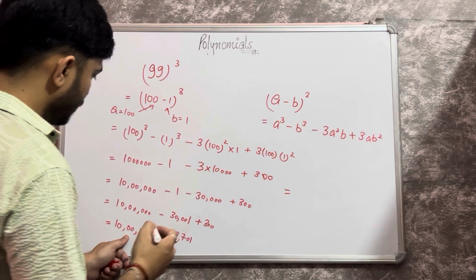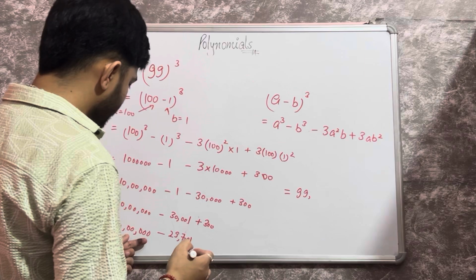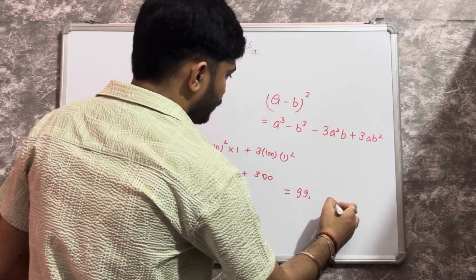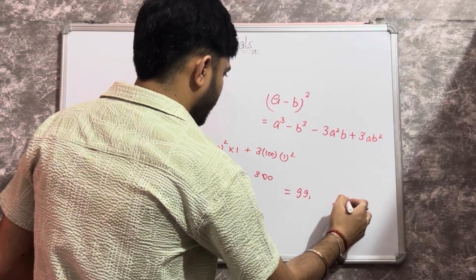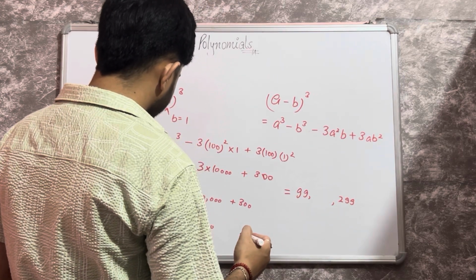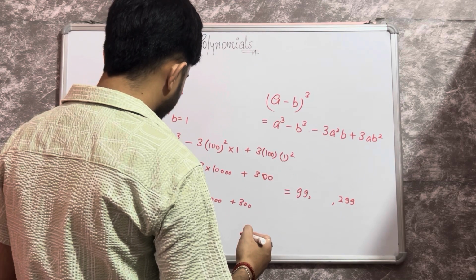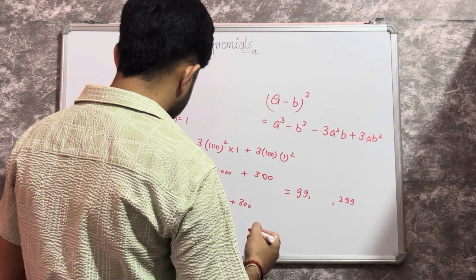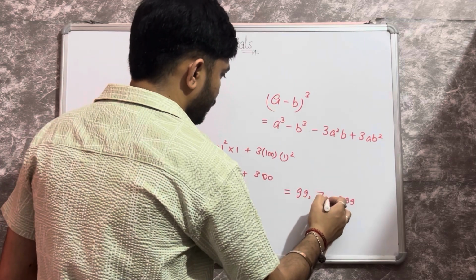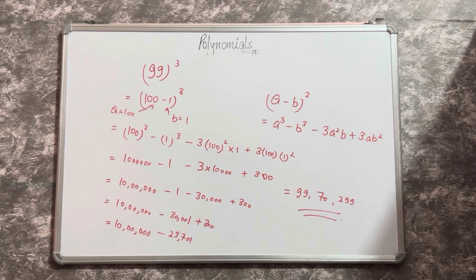What will you get? 99,701. After minus here, you will get 299, and here after subtracting 29 from 99, you will get 70. So your answer is going to be 99,70,299. Any doubt? Sorry.